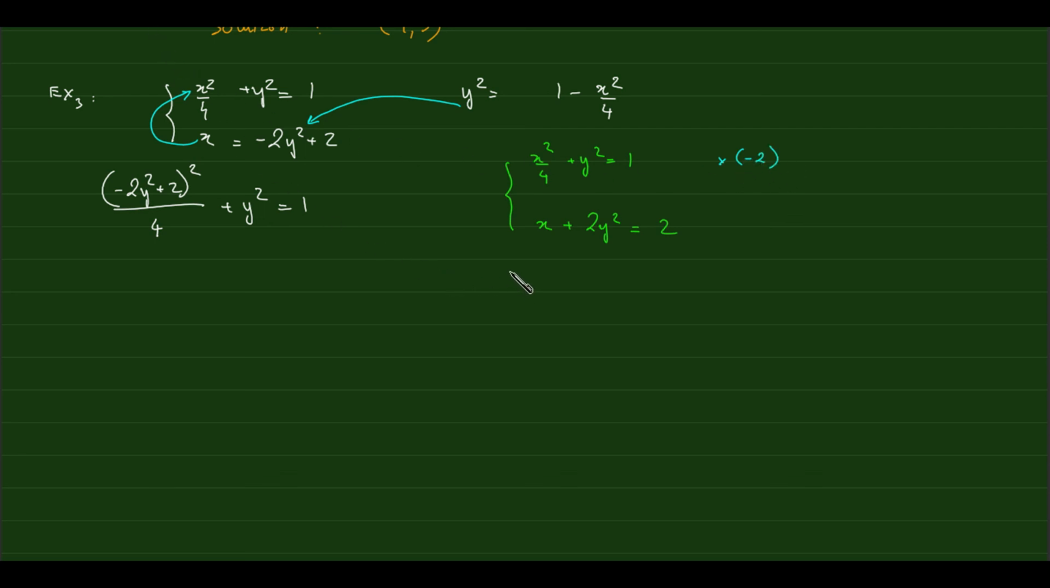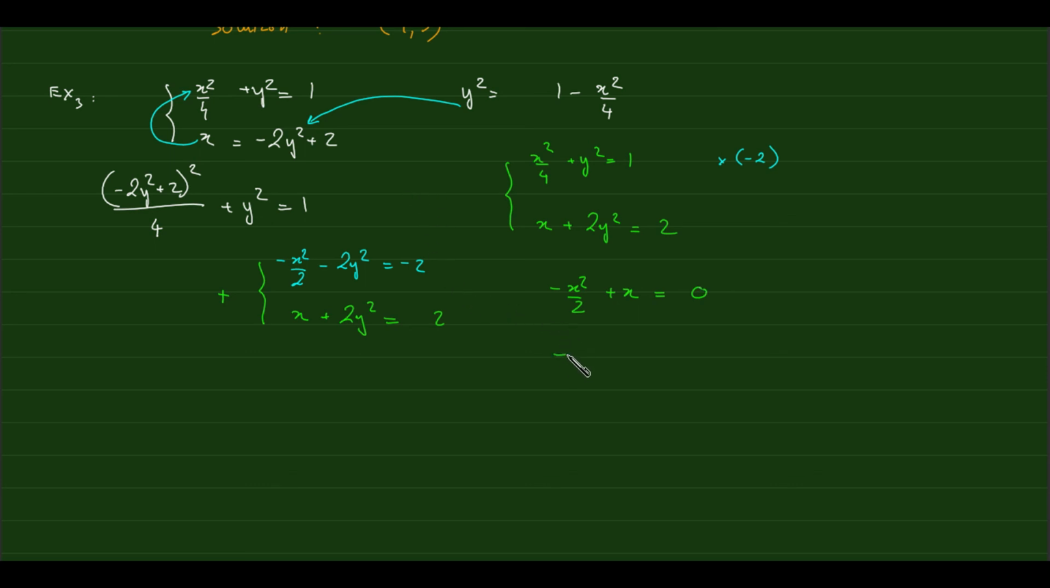My new equation will become, multiplied by -2, negative x squared over 2 minus 2y squared equal -2. And for the second one, we keep it. You see the blue and the green over here are opposite and the same, so you can go ahead and add them up. It's gonna cancel out. That gives you negative x squared over 2 plus x equals negative 2 plus 2, which is 0.